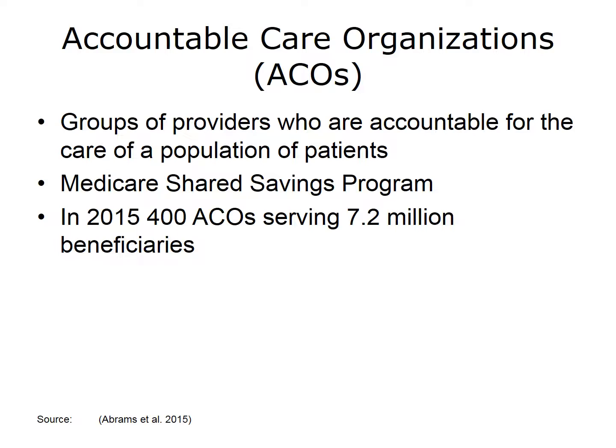In 2015, there were 400 ACOs serving about 14% of the Medicare population, or 7.2 million beneficiaries. So far, the success of ACOs in improving quality and in cost containment is somewhat mixed. For example, in 2013, among the 220 ACOs in existence that year, only 52% met the quality benchmarks while keeping spending below the budgeted targets.